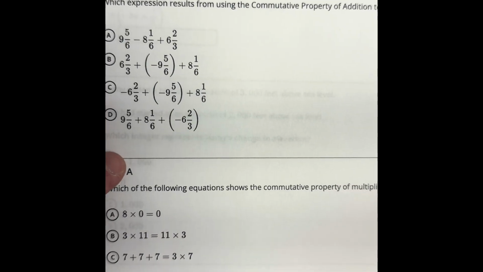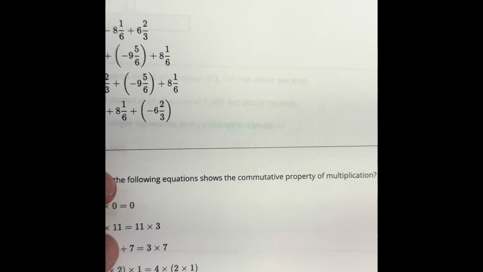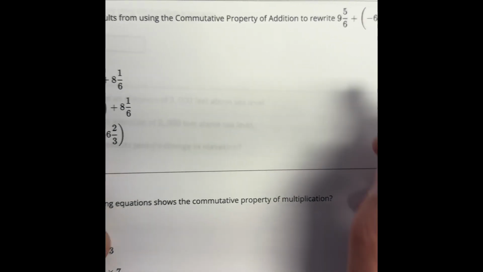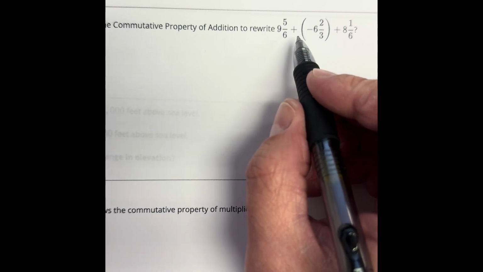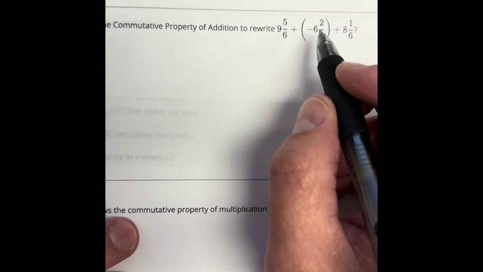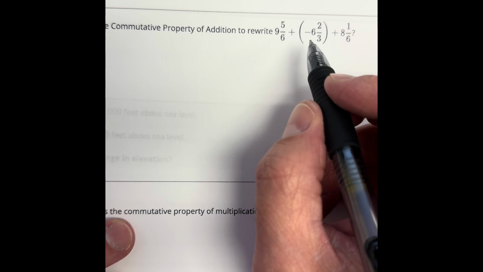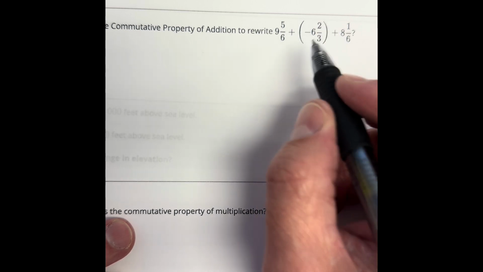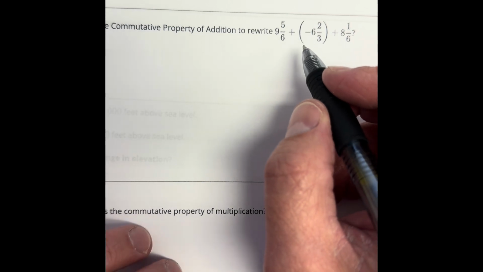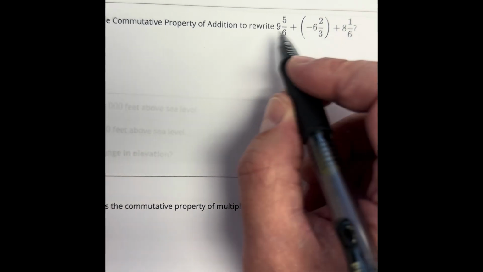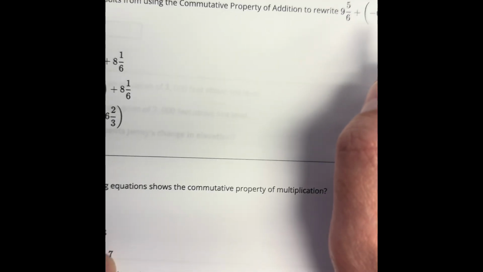Number 10. Which expression results from the commutative property of addition? Okay, so for number 10, I'm looking at these three numbers. And remember, commutative property is when I'm just reordering things, okay? Associative property is when I reorder or regroup with parentheses. So associative property is when I change the parentheses. Commutative property is just when I change the order of how this is written, like I flip-flop things. Your answer is going to be D here.